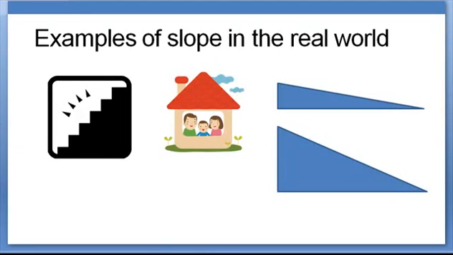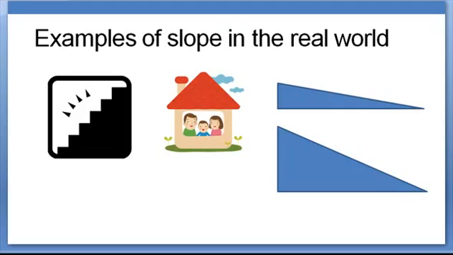First, we have stairs. If you can look at a set of stairs from the side, so you see a cross section, you can see how much you go up compared to how much you go over. Up and over. A roof is a perfect example of looking at slope. How steep is the roof? How much does it go up as it goes over?